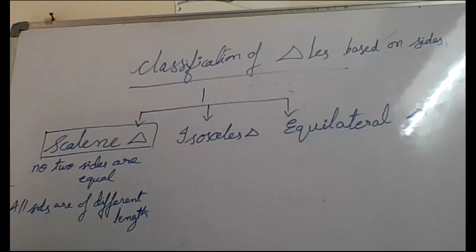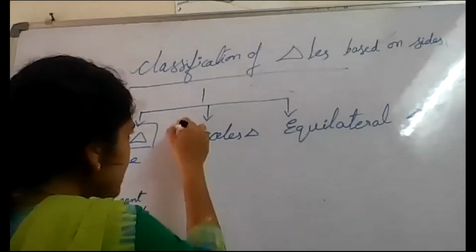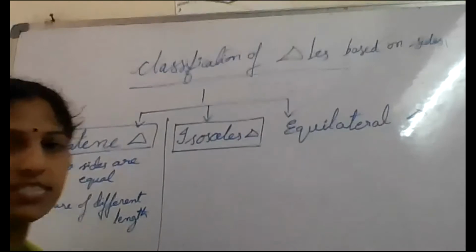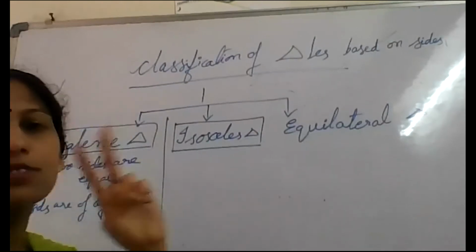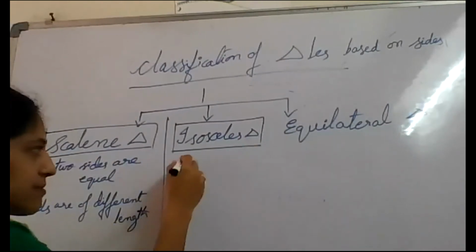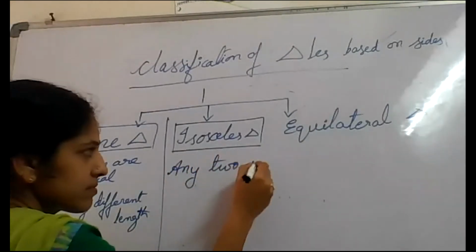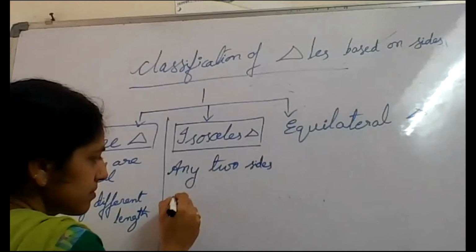Scalene triangle, ma'am. Okay. Now, next one is the isosceles triangle. Two sides are equal. Any two sides. That means not all three sides will be equal, but only any two.